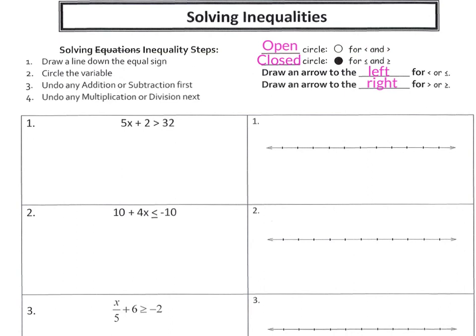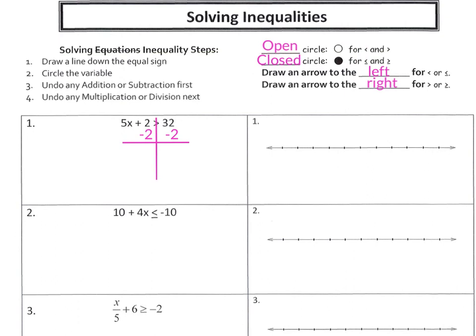Okay, so let's try an example together. I have the line down with the inequality sign, and I have 5x plus 2 is greater than 32. I want the x by itself. If I think to myself, what's happening to the x? The x is being multiplied by 5 and adding 2. So we're going to do the opposite in the opposite order. So instead of having this plus 2, we're going to subtract 2 from both sides.